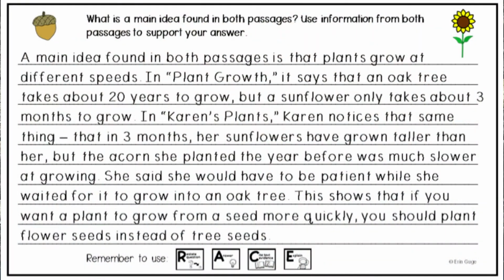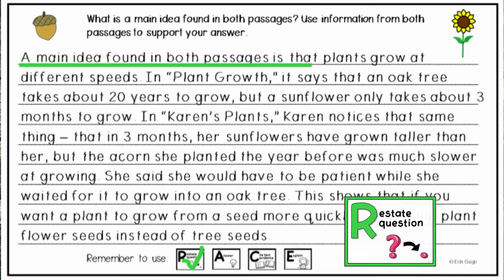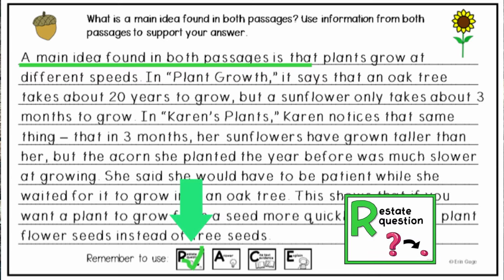Did you notice how this includes specific details from both passages? That is what we have to do when we have a question about paired passages. Let's find the parts in this answer. So the question was, what is the main idea found in both passages? Whisper which part here is the R part. This part here. A main idea found in both passages is that. So we underline that in green like the poster and check off the R box at the bottom.